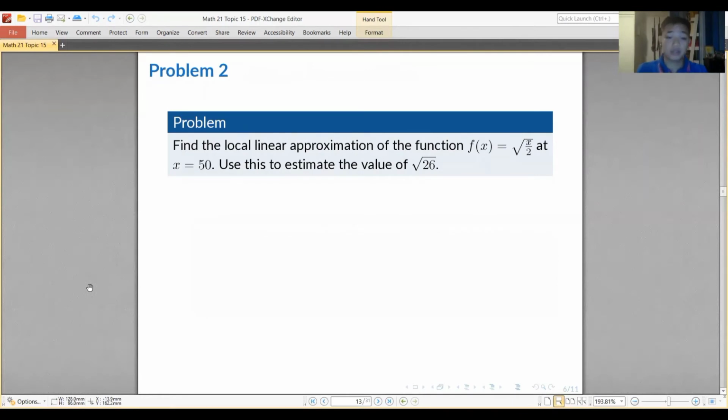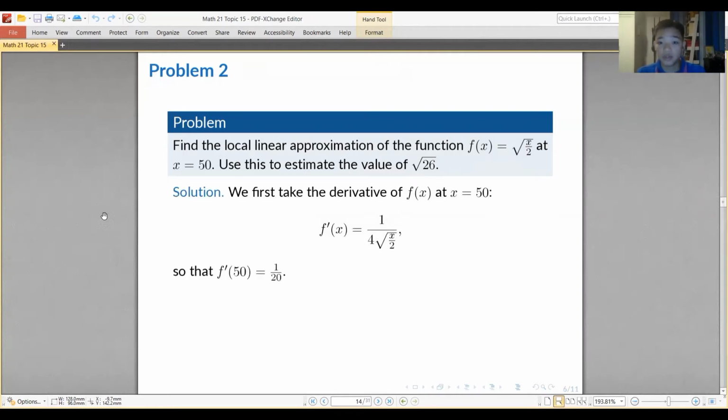So to illustrate this, we'll have the following problem. So we're asked to find the local linear approximation of the following function f(x) at the point x equals 50. And then using this local linear approximation, we're going to estimate the value of square root of 26.